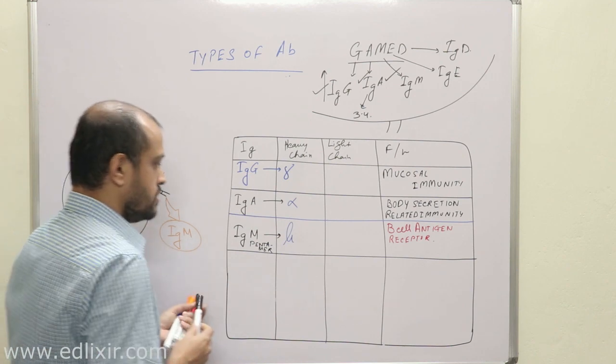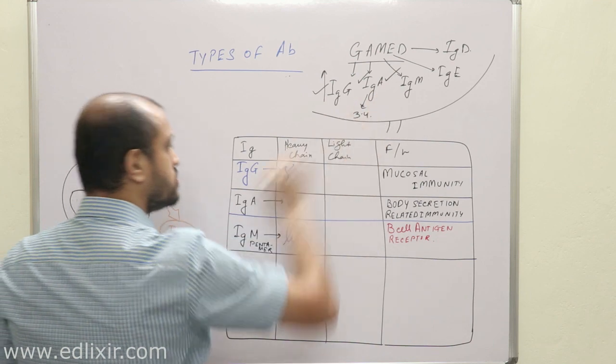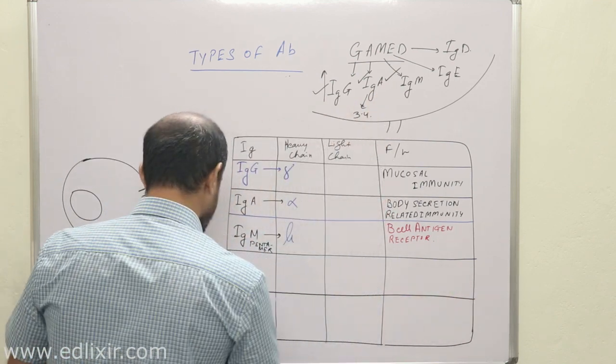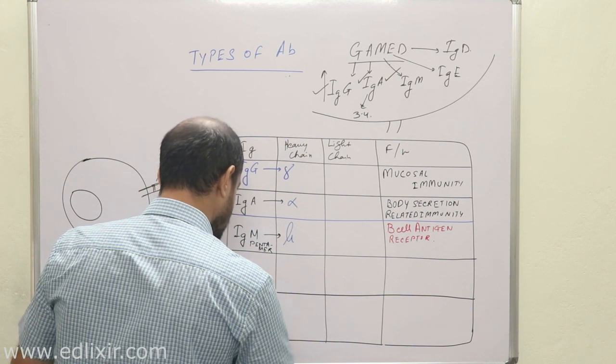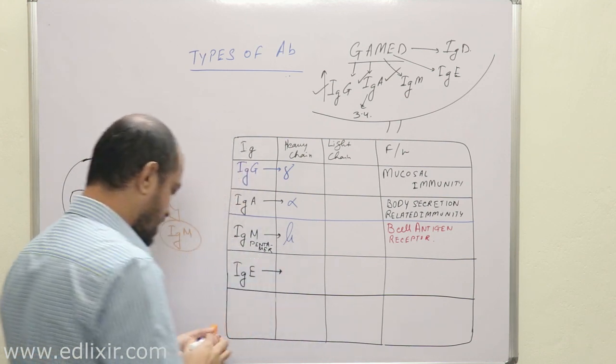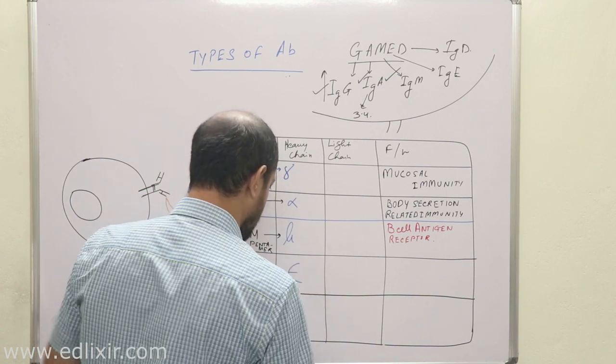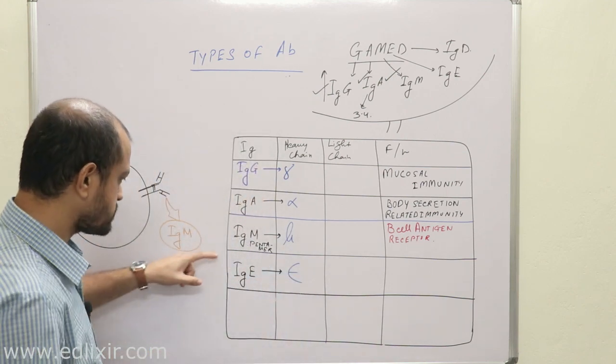Now we will be talking about IgE. You know IgE? What is the role of IgE? The heavy chain of IgE is called epsilon chain. Now listen with all your attention.